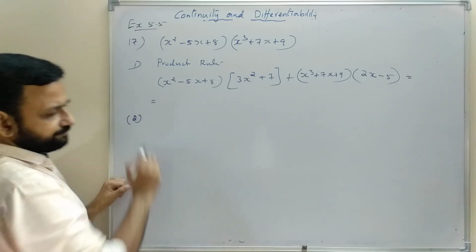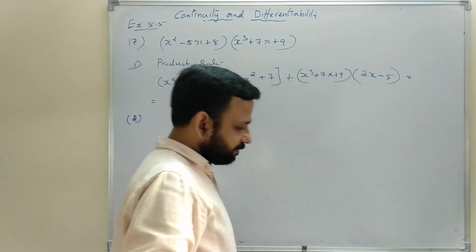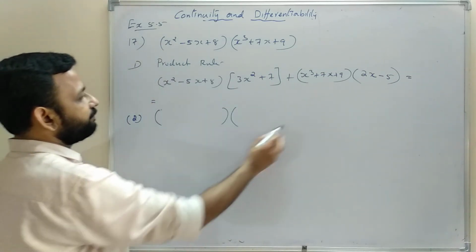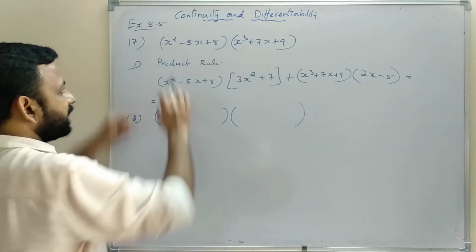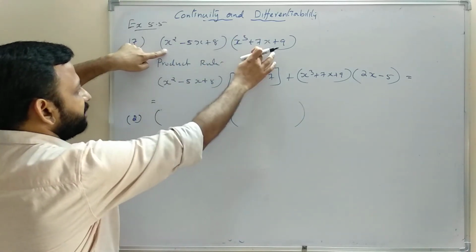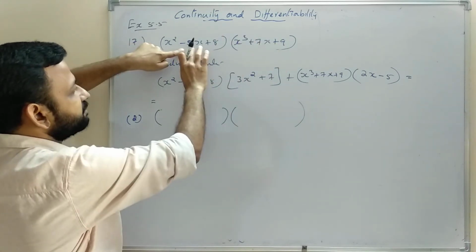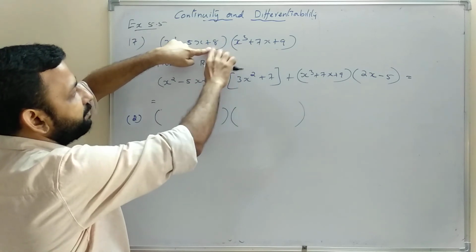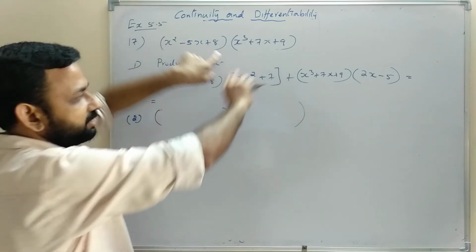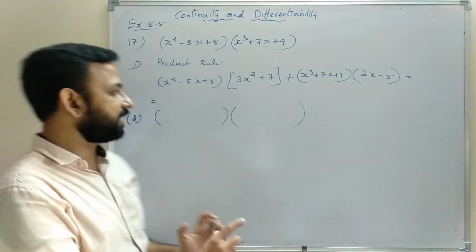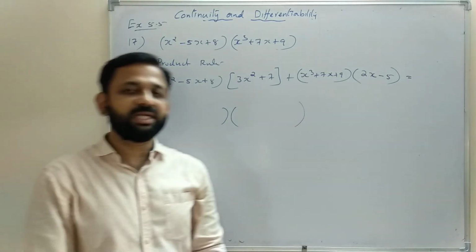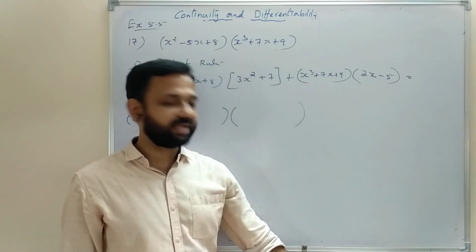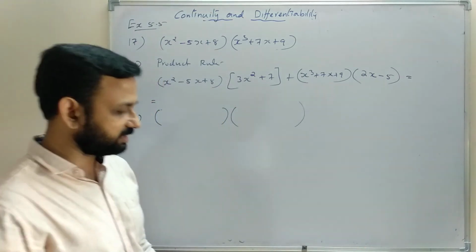Second method is by expanding the product to a single polynomial. So in the second method we need to find the product of this one. That is x square into x cube, x square into 7x, x square into 9, minus 5x into x cube, minus 5x into 7x, minus 5x into 9, plus 8 into x cube, plus 8 into 7x, plus 8 into 9. So simplified, we will get one polynomial, then find its derivative. That is the second method, by expanding the product to obtain a single polynomial. You can do it by yourself, that is easy.